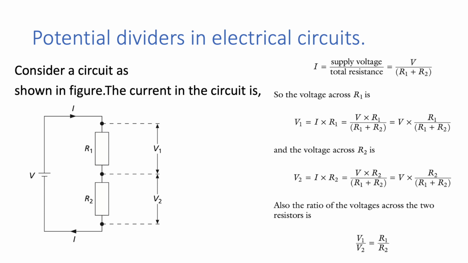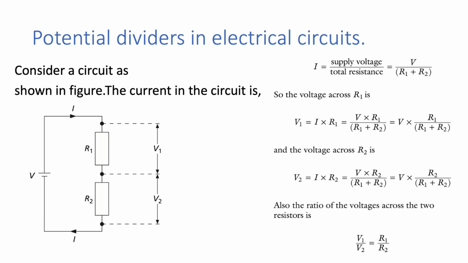Now here the total current I is equal to supply voltage divided by total resistance. Supply voltage is V and the resistors R1 and R2 are connected in series, so the effective resistance is R1 plus R2. Therefore the current I is equal to V divided by R1 plus R2. Now V1 equals I into R1, that is V divided by R1 plus R2 times R1. So we can rearrange it as V times R1 divided by R1 plus R2. Similarly, V2 equals V times R2 divided by R1 plus R2.